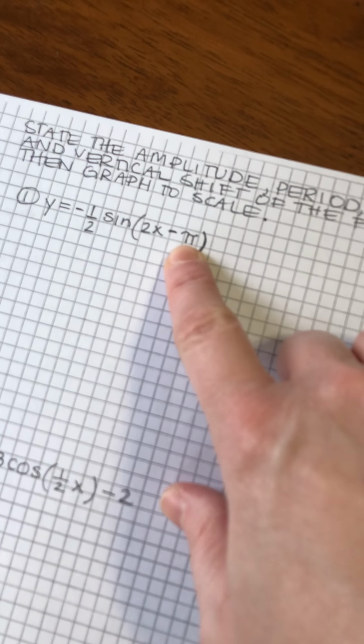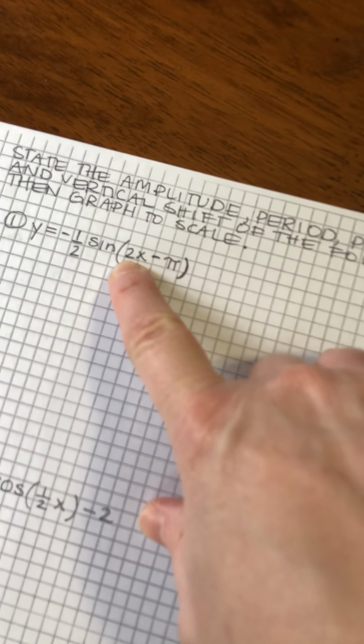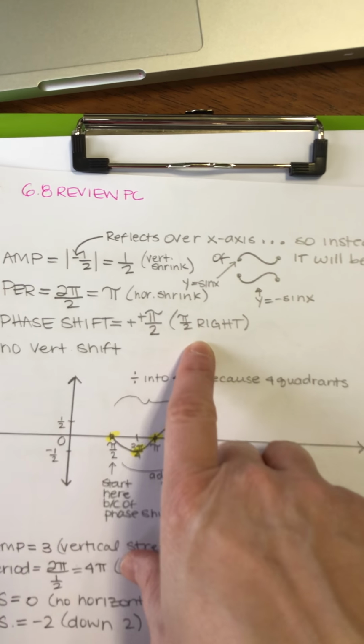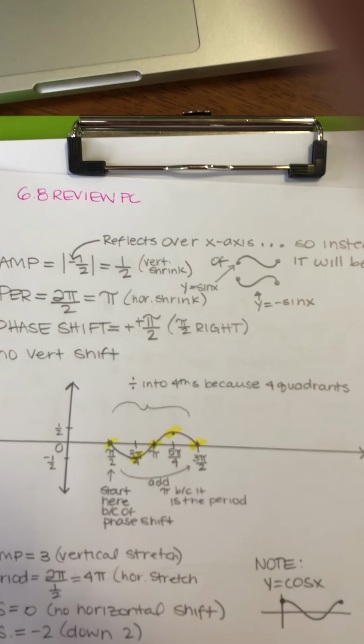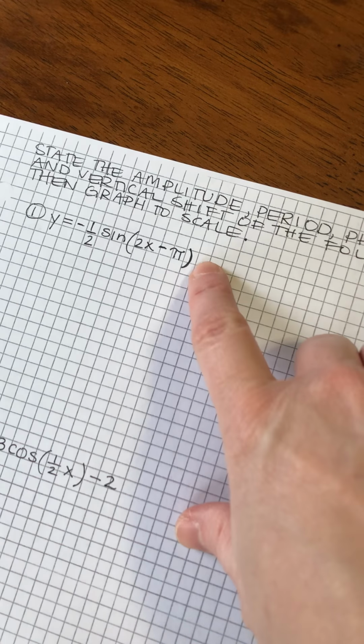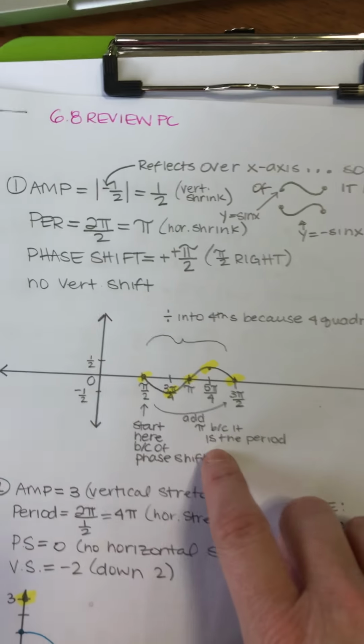The phase shift is -c over b, so negative negative pi over 2. That's going to give us a positive pi over 2, which means we're going to go to the right pi over 2 units, okay? And since there is no number that's being added or subtracted either here in the end or in the front, there is no vertical shift.